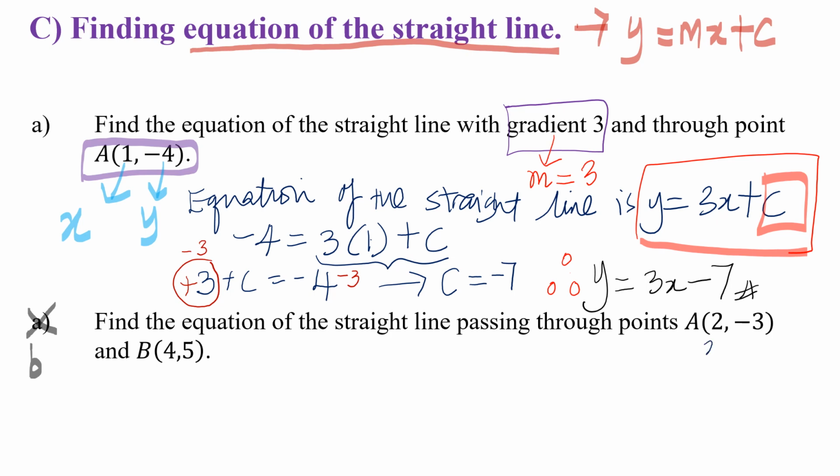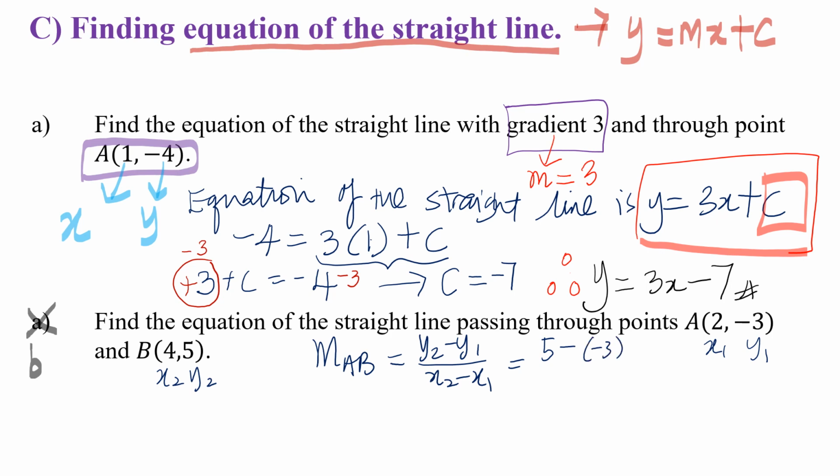Okay, so to do that, let's label the x and y coordinates of point A as x1, y1, and point B as x2, y2. Let's go on to find the gradient of AB. Write down the formula. Substitute the values: y2, which is 5, minus y1 which is -3, so it's minus bracket -3, over x2, which is 4, minus 2. So that gives you 8 divided by 2 gives you 4. Okay? Right. Then what do we do?